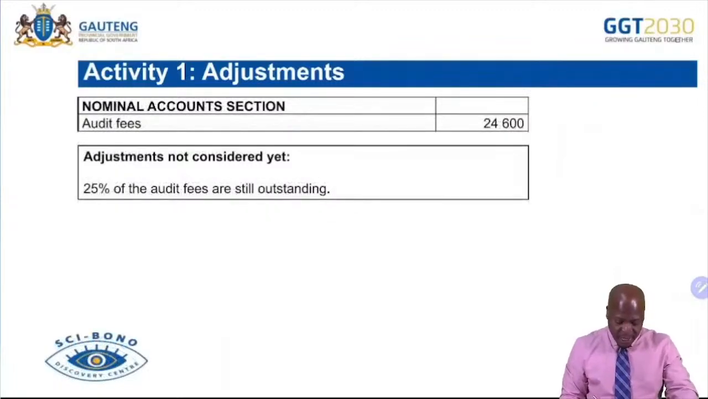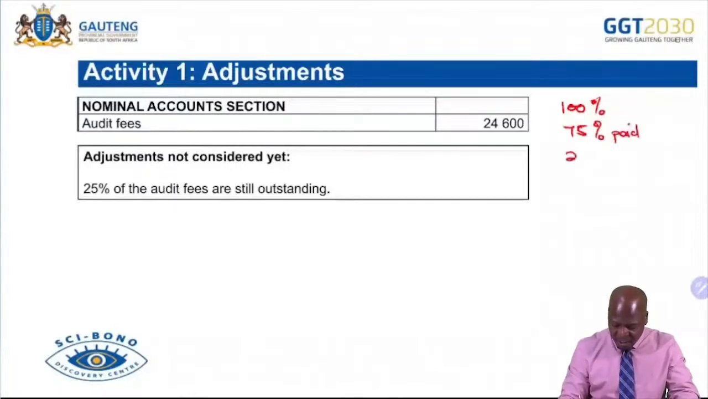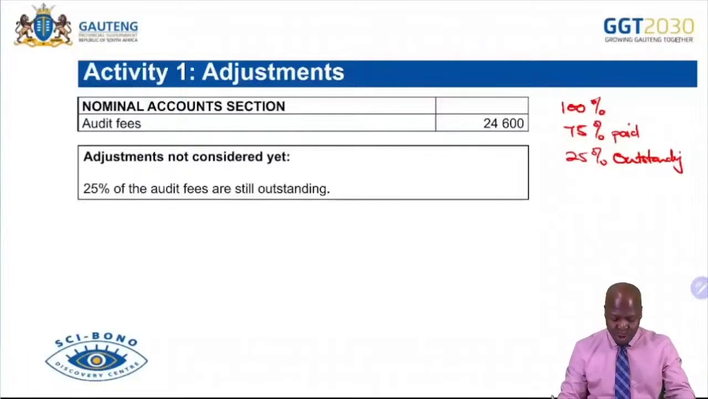The next adjustment then says 25% of the audit fees is still outstanding. What does that mean? It means the audit fees that we were supposed to pay was 100%. However, we have paid 75%. This has been paid because we are told that 25% is outstanding. So what we are given, therefore, the 24.6 is what has been paid. So this becomes your 24.6.